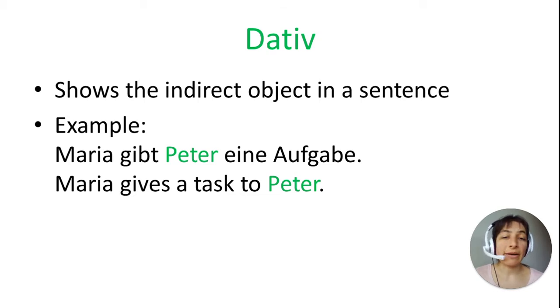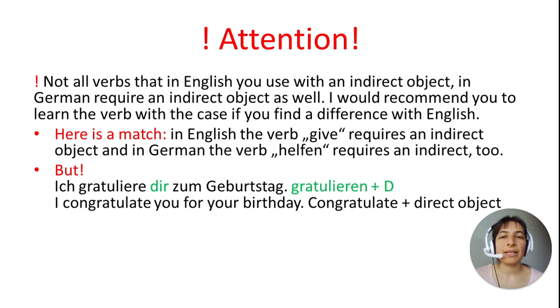They're both indirect. But in the second one, ich gratuliere dir zum Geburtstag, gratulieren in German requires dative, an indirect object for the person you're congratulating. But in English, that's a direct object. So my note again here is, if you see any difference, or ideally with every verb, you should learn the case as well.